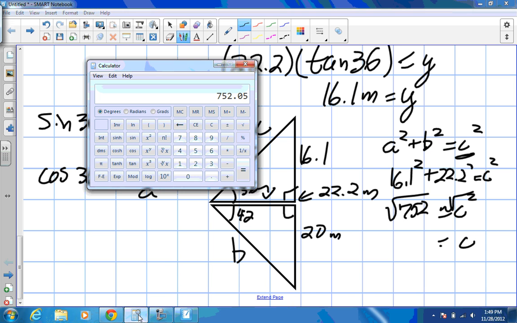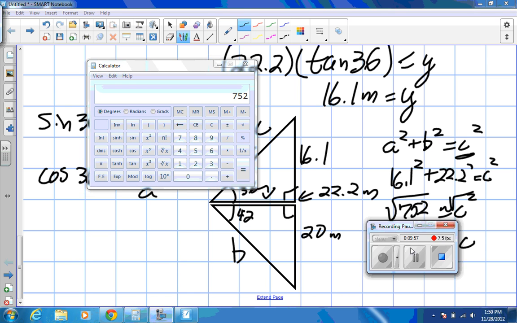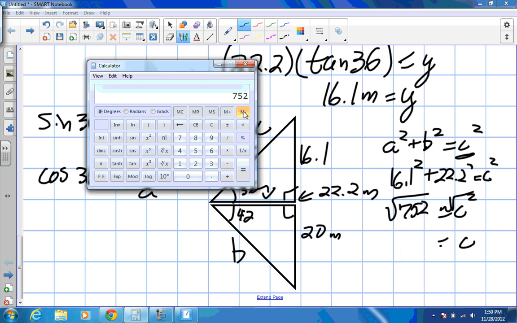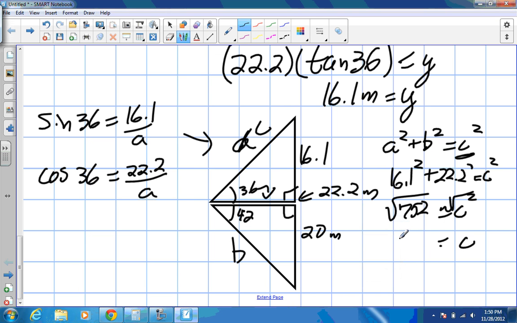Where's my square root? Well, I'll pause and find it. Okay, we found it. The square root of 752 is 27 point what? 4. So approximately 27.4. So that's how far away he is from the top of the one building.